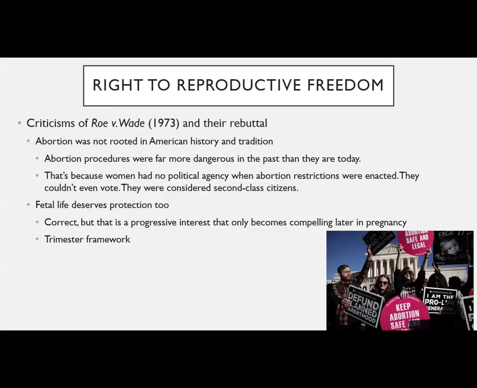Those two criticisms of Roe influenced the Supreme Court in the early 1990s. After about 20 years, the Supreme Court ruled in Planned Parenthood versus Casey that Roe's trimester framework was an inappropriate rubric for testing laws that restricted abortion.